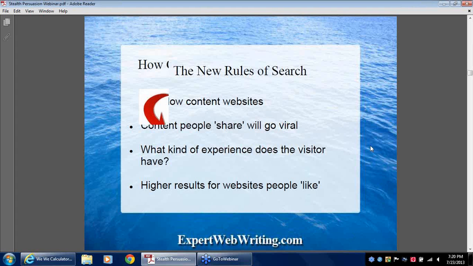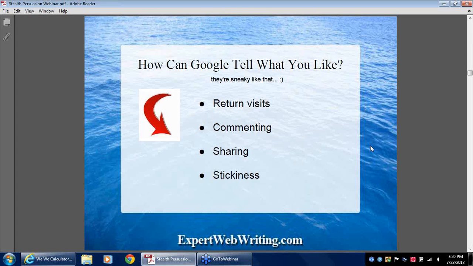But you're probably thinking to yourself, how does Google even know if somebody likes a website? Well, they're sneaky with their little algorithms, and here is exactly what they can find out about your site. First off, if people are coming back. Secondly, if people are leaving comments. Google knows if they're sharing on Facebook and Twitter, and especially Google+. Okay? Stickiness means how long people stay on the site. Google knows exactly how long people are staying on the site, and if they're staying on the site for longer periods of time, watching videos, engaging with the content, generally getting something out of the site, Google knows that and will reward that site, yours, with higher search positioning.